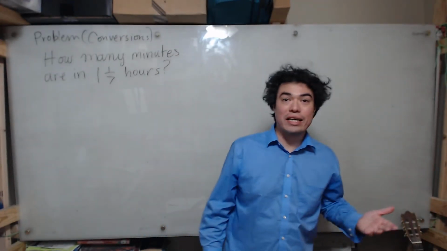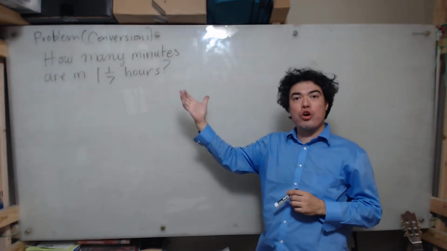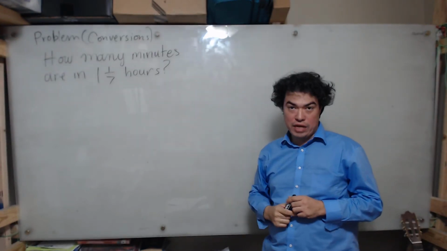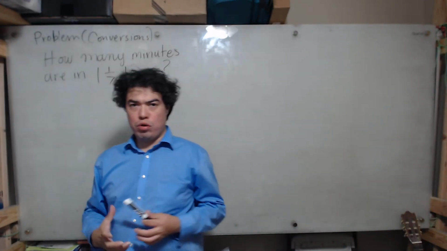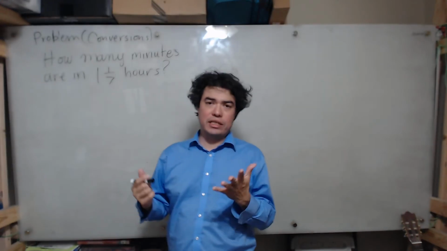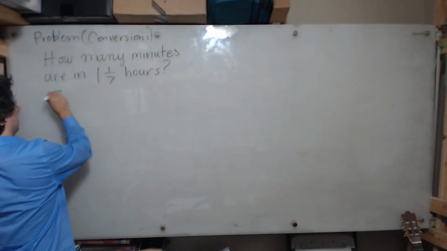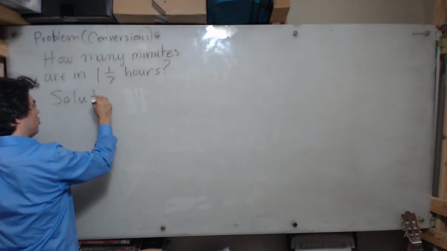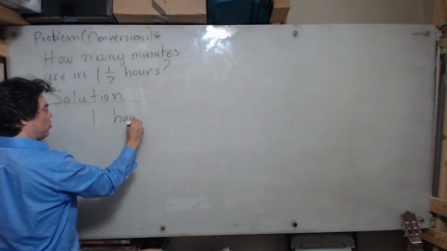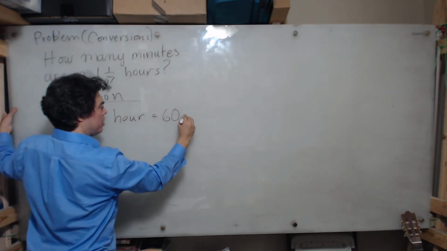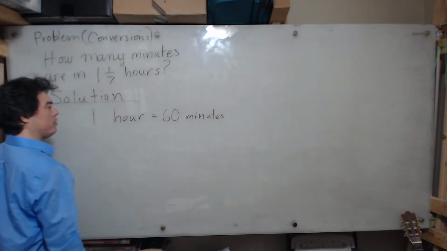So now we're going to do our next conversion problem. This conversion problem has to do with how many minutes are in 1 and 1/7 of an hour. Now, I know that you know that 1 hour consists of 60 minutes. So we're going to write that down here: 1 hour equals 60 minutes. And so this is our conversion factor, number one.